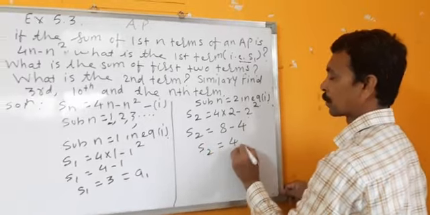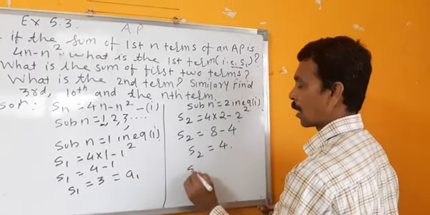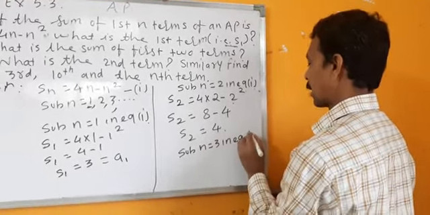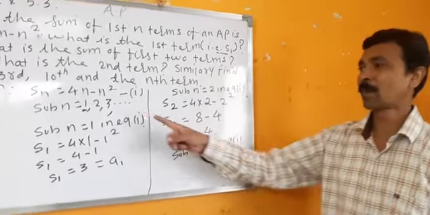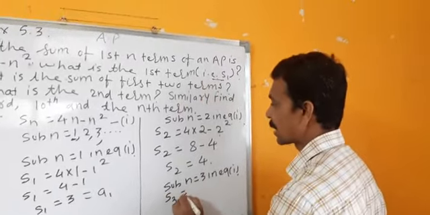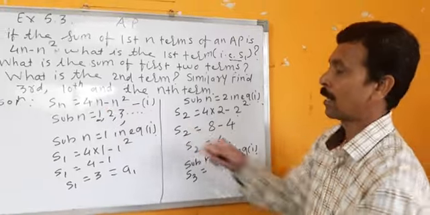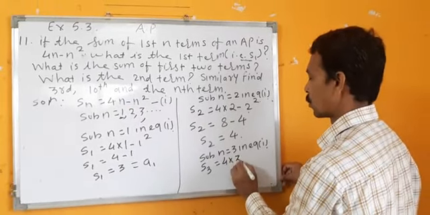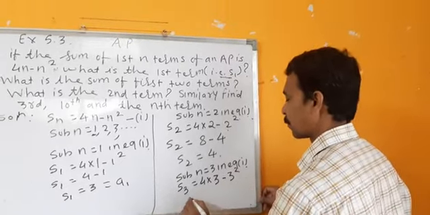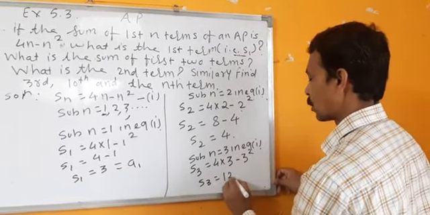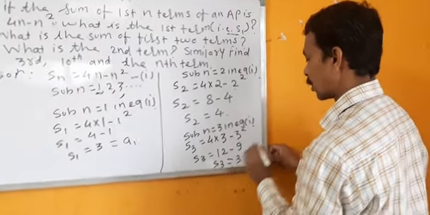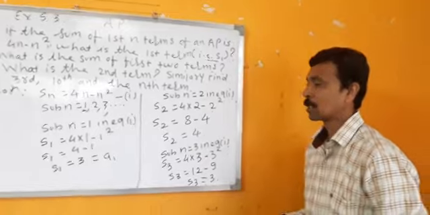S2 is equal to 4. Now, substitute n is equal to 3 in equation number 1. We have to substitute the value of n as 3. It becomes S3 is equal to 4n minus n squared. 4n means 4 into 3, minus n squared means 3 squared. S3 is equal to 12 minus 9. S3 is equal to 3.